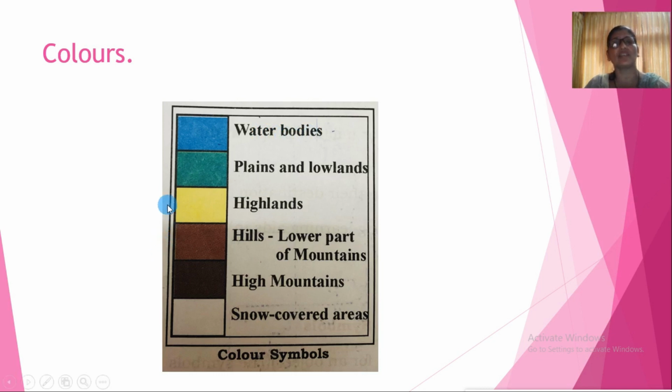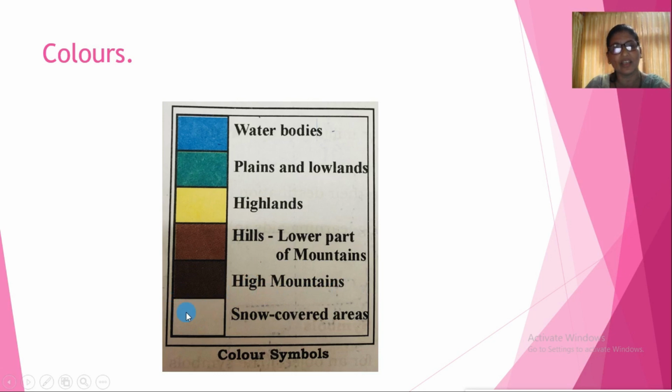Then you can see the green color for lowlands and plains. Then the next one is the yellow color, which is used for islands or land higher than the plains. Then we can see the brown color is used in the map for hills and lower parts of mountains. Then you can see the dark brown color, which is used for high mountains.